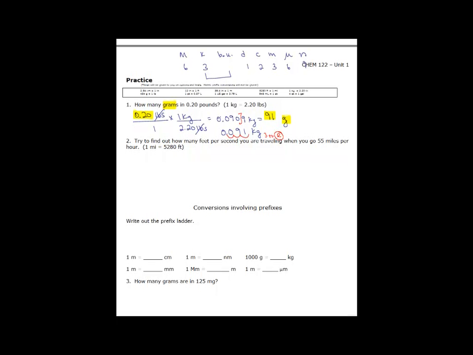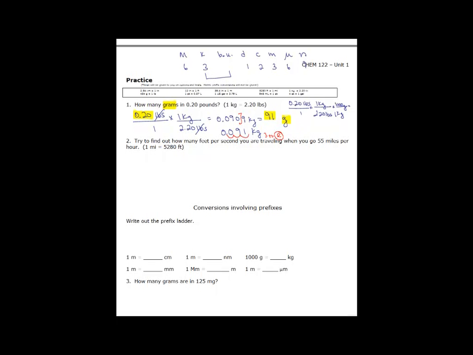If you didn't want to do 2 parts where you do 1 conversion and then the ladder, you can also do 2.20 pounds over 1 kilogram, over 2.20 pounds, and then in 1 kilogram there are 1,000 grams. So that would give you the same answer. It just depends on your style. If you like using the ladder, you're comfortable with it, go for it. If you like using these conversion factors, by all means, go for it.